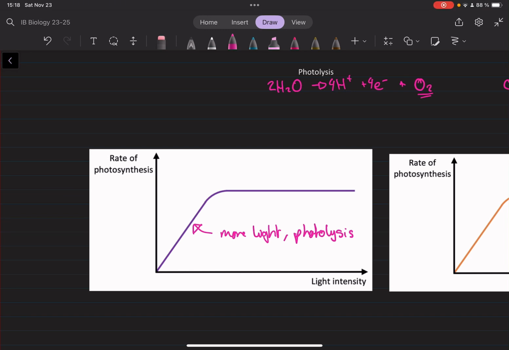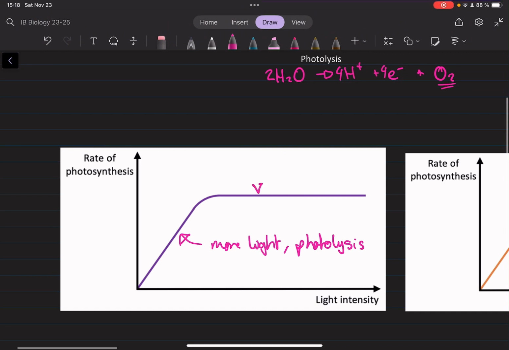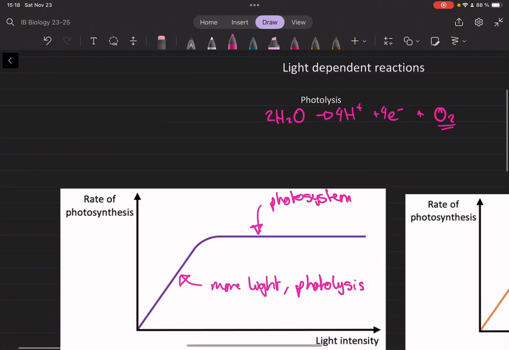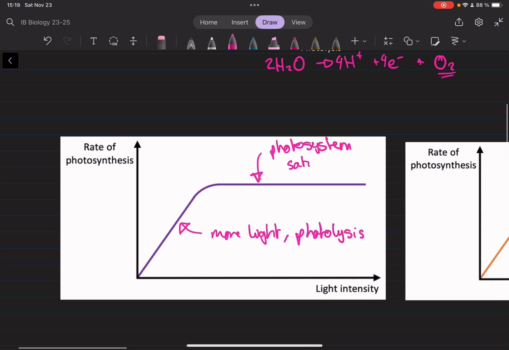So obviously there will be a higher rate. However, at some point it will plateau because the photosystems, which is how the photolysis is done essentially in the chloroplast, will become saturated. Or I guess not saturated is the wrong word, but they will become full. Like there will be no space. There will be no space for photosynthesis to happen anymore.